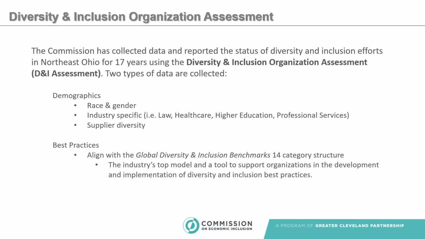The second type of data that we collect are data on an organization's best practices as they relate to diversity and inclusion. We've aligned our survey with the Global Diversity and Inclusion Benchmarks, which was developed by an organization called the Diversity Collegium. These are thought leaders in the D&I space who constantly come back to this model to update it and create this tool that supports organizations as they develop and implement D&I across their organization. We followed their 14 category structure. As you'll see in the demo of the assessment later, we have 14 categories of best practices that organizations can participate in.